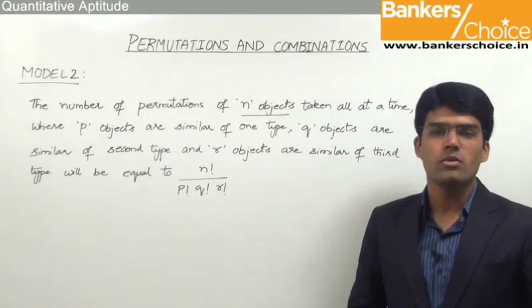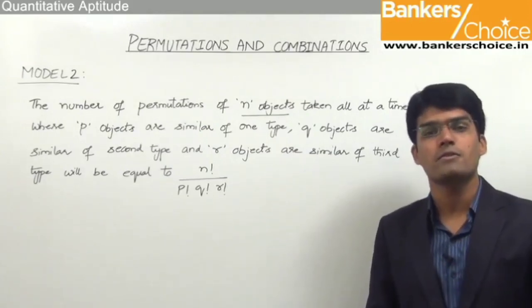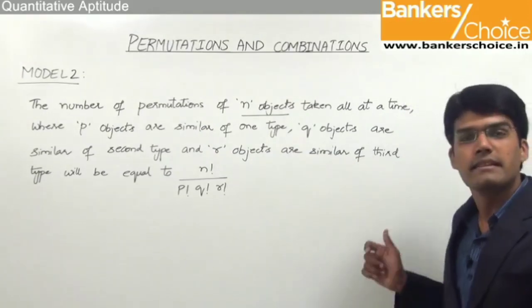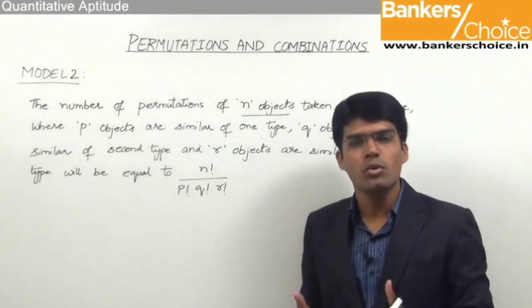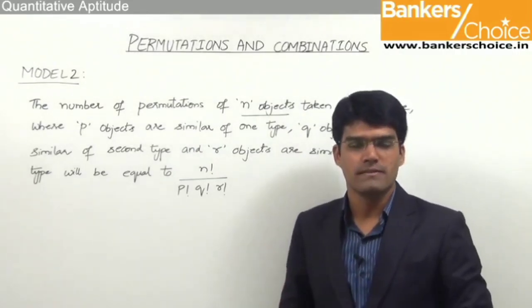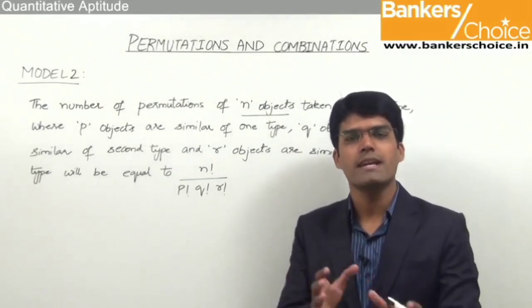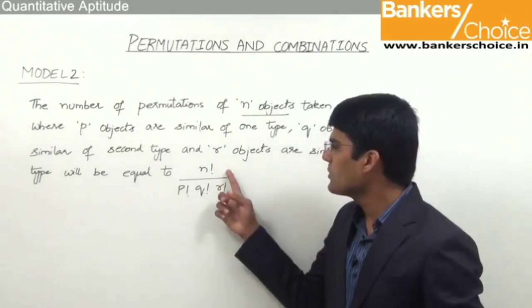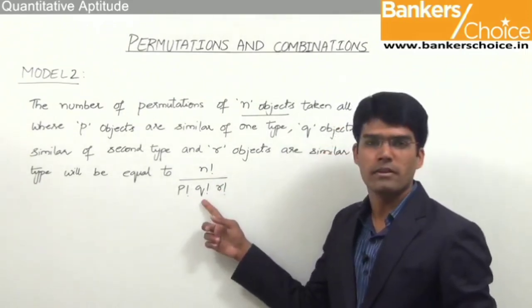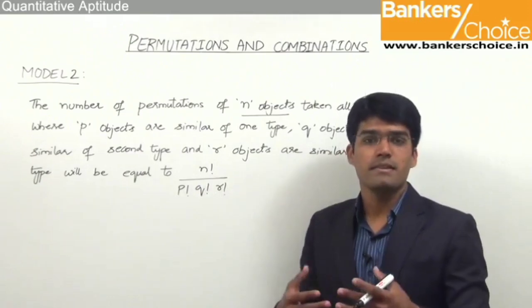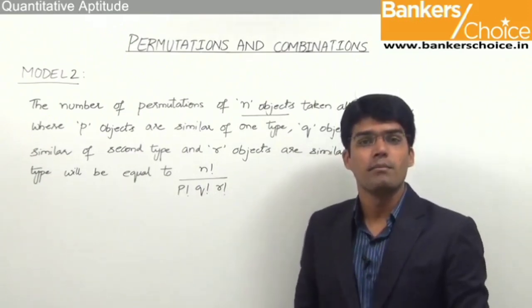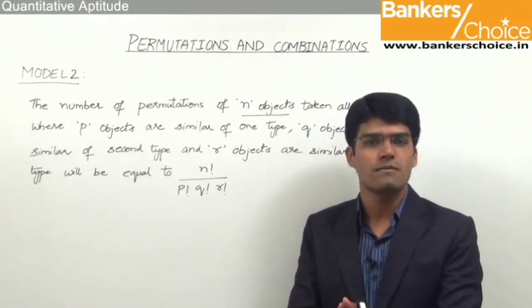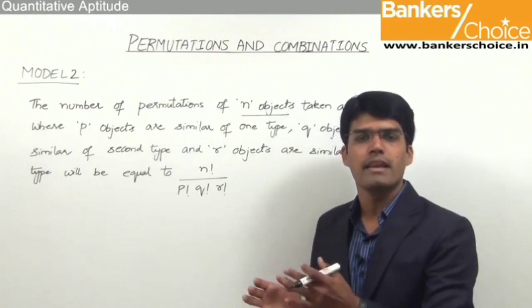And one point that I would like to add here is, it is not a hard and fast rule that there should be only 3 categories. For example, sometimes there can be only 2 categories of objects, like there are p objects of one type and q objects of second type. So in such cases, the answer should be taken as n factorial by p factorial into q factorial. There r factorial will not be there. And in some cases, there may be 4 categories: p objects of one category, q objects of second category, r of third category, and s of fourth category.